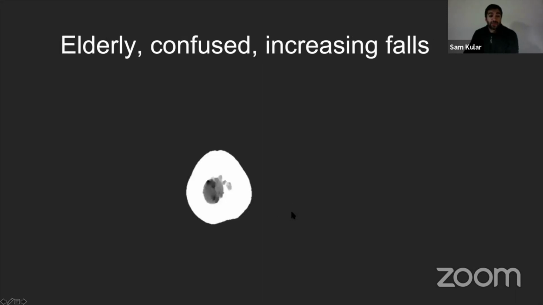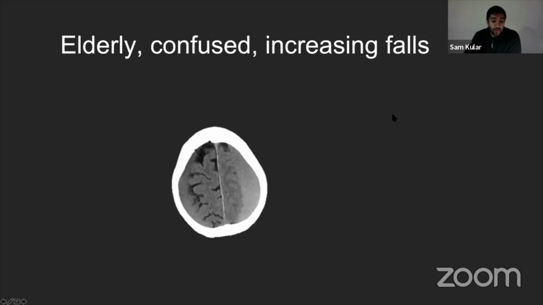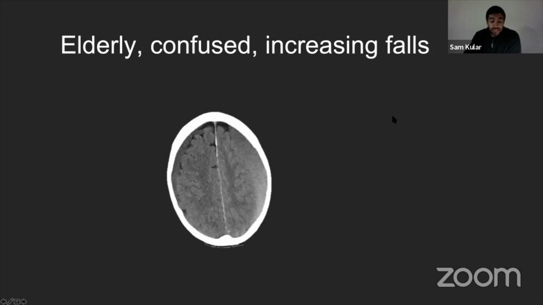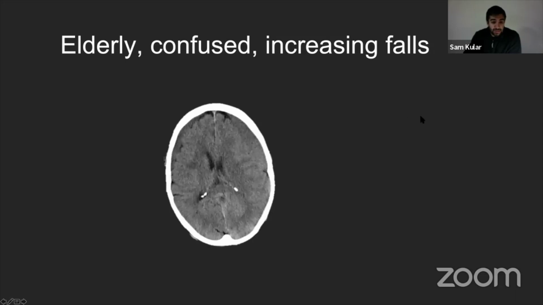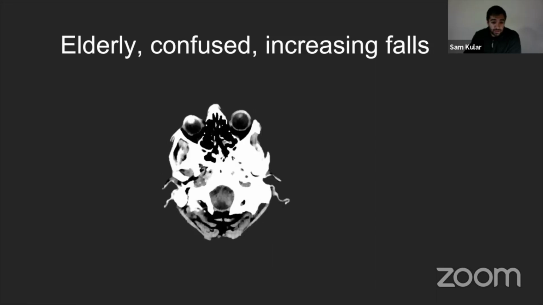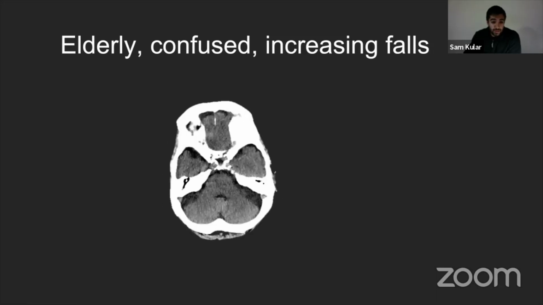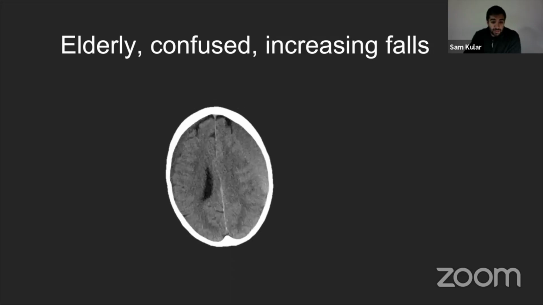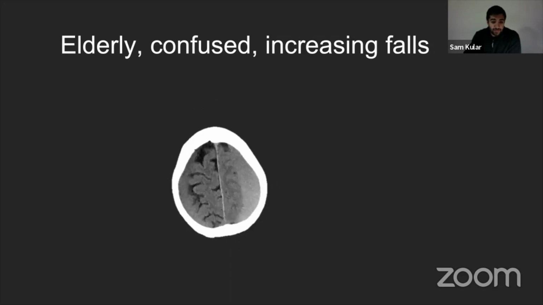The next one, so we have elderly, confused, increasing falls. So we come through this image again. If anyone has any ideas, feel free to type them away. But otherwise, I'll scroll through them a few times and then go through the answers.